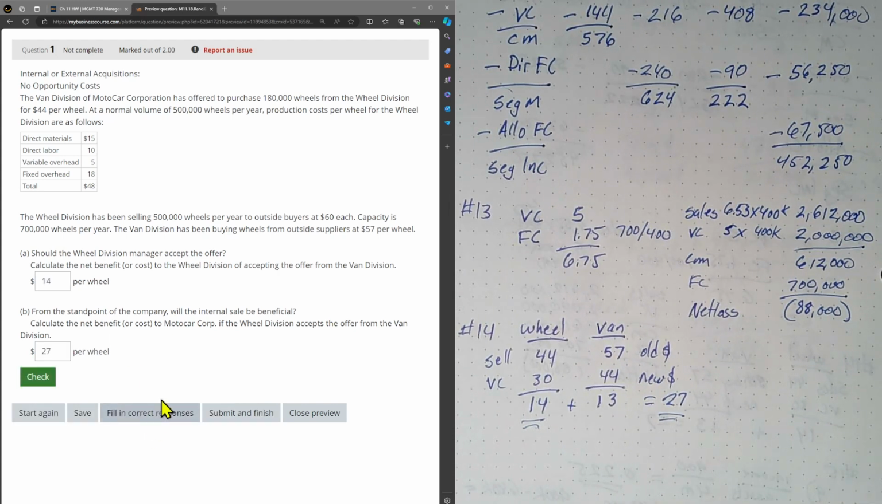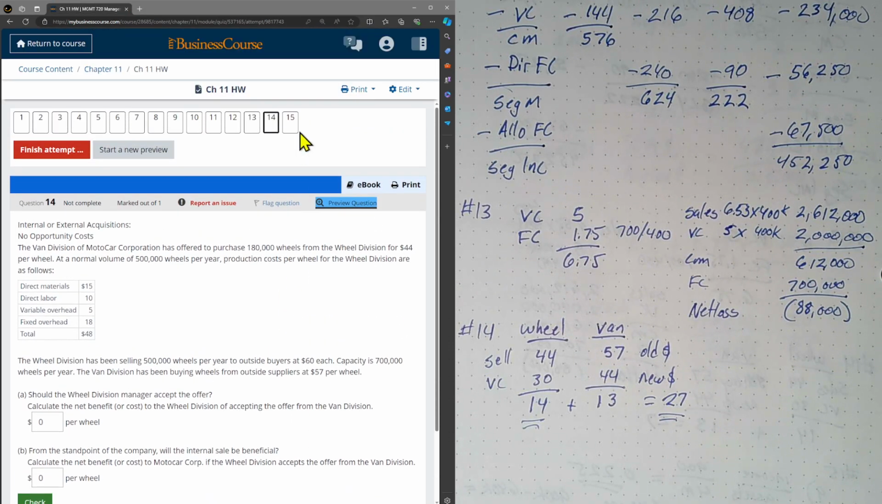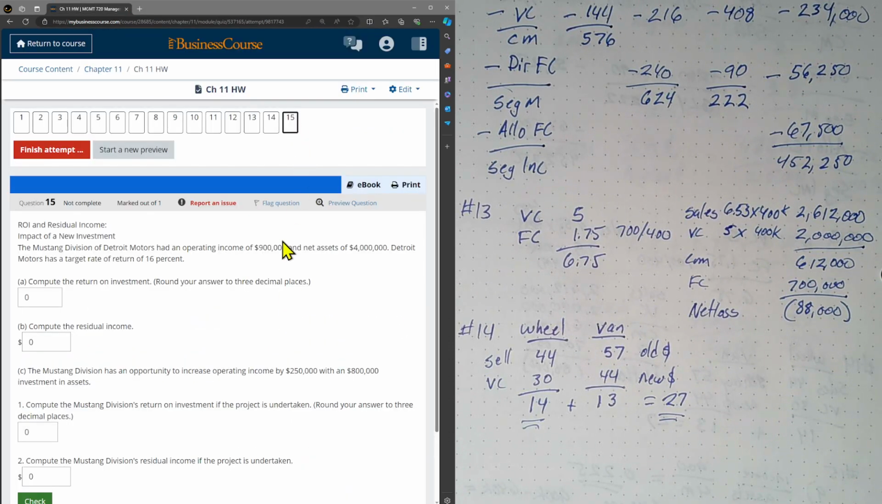Yep. Okay, let's take a look at the last one. This whole chapter, because it's sort of some odds and ends, is a little shorter, which I'm sure you're okay with. Last one.